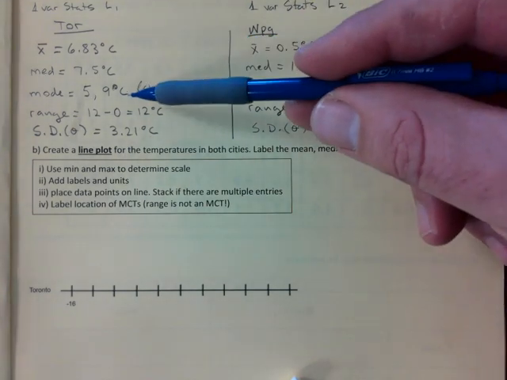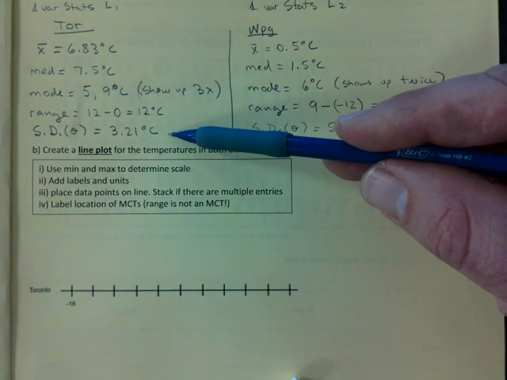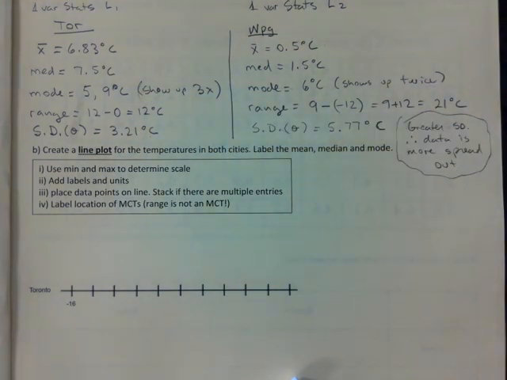Okay, so we found the MCTs. Those are the first three. And then I asked you to find the range and standard deviation as well, just to compare them.